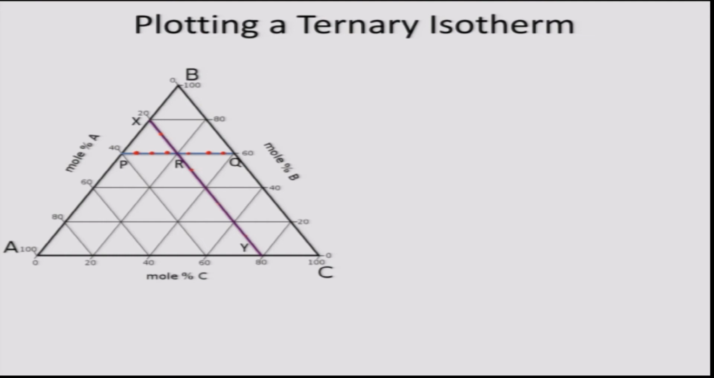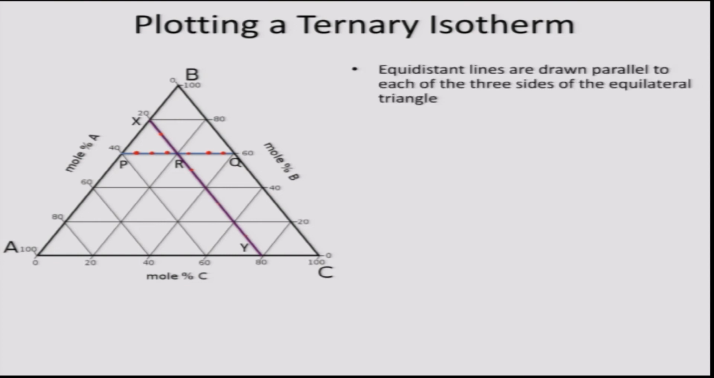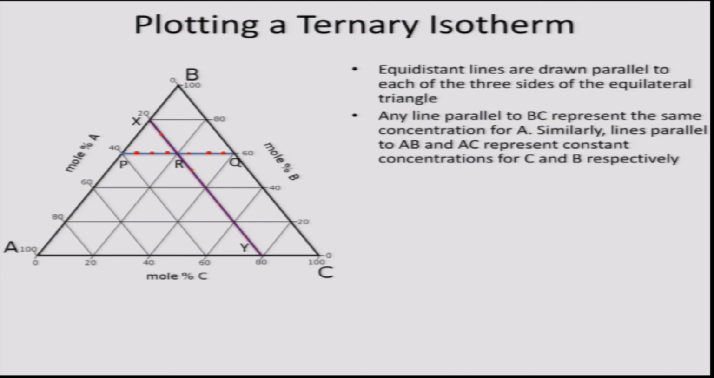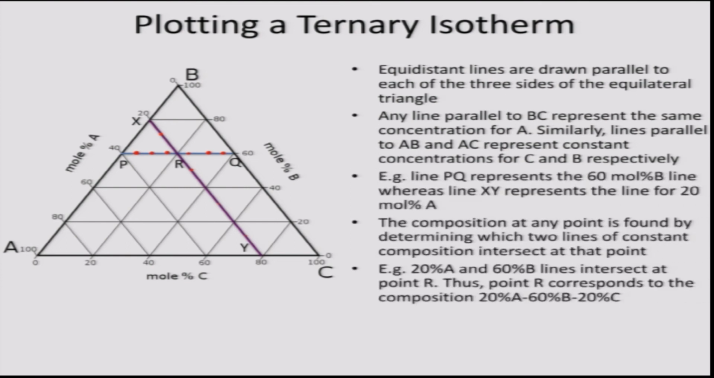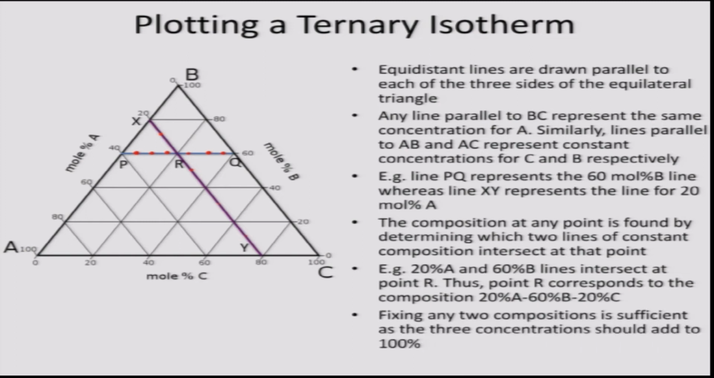Now, PQ and XY intersect at point R, and so the composition of alloy R would be 60 mole percent B, 20 mole percent A, and 100 minus 60 minus 20, which is 20 mole percent C. This is how we can read the composition in a ternary triangle. So, I have covered all these points.